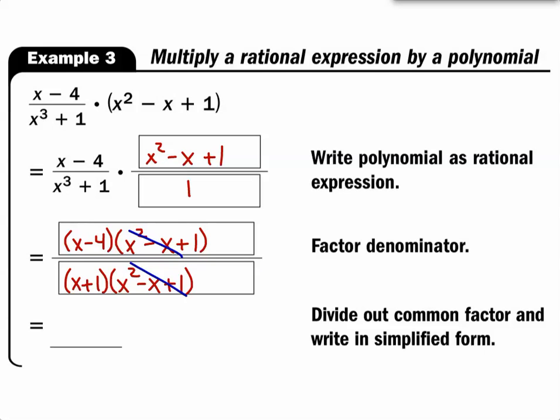Let's cancel common factors. It's okay if it has 3 terms instead of 2. They're exactly the same. Leaves us with x minus 4 divided by x plus 1.